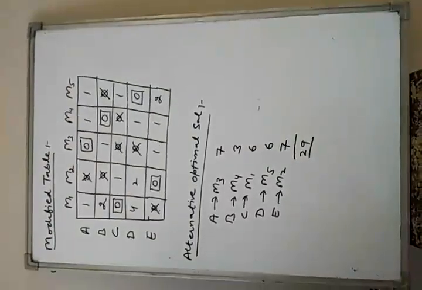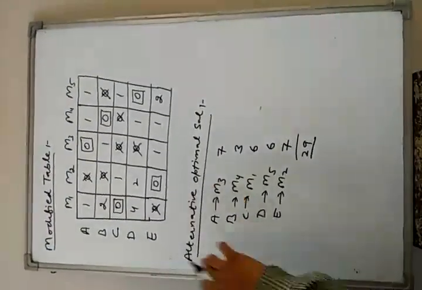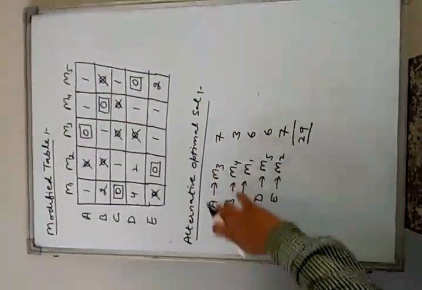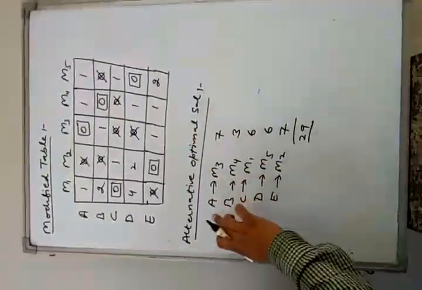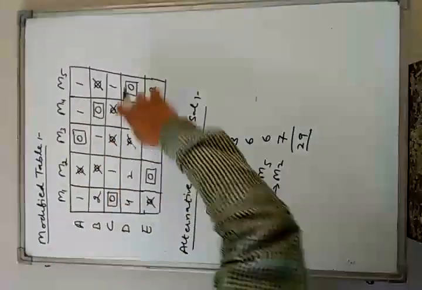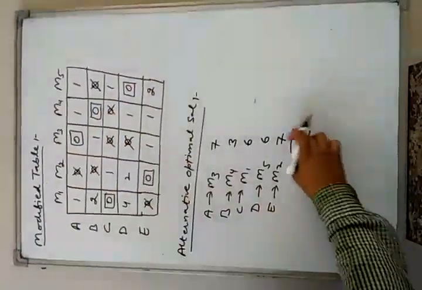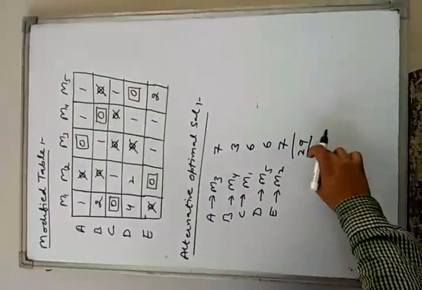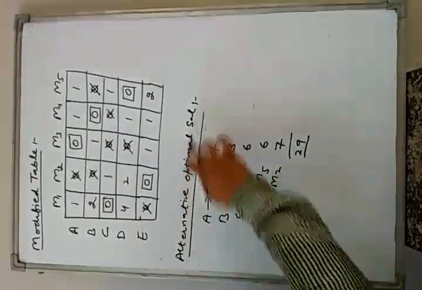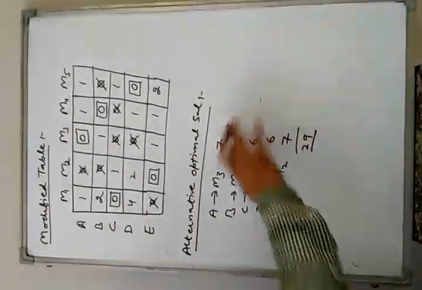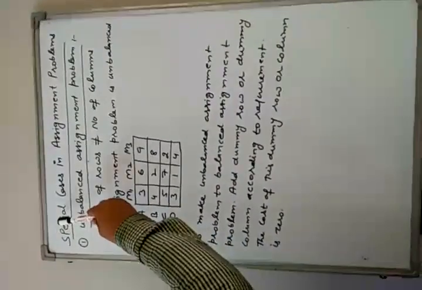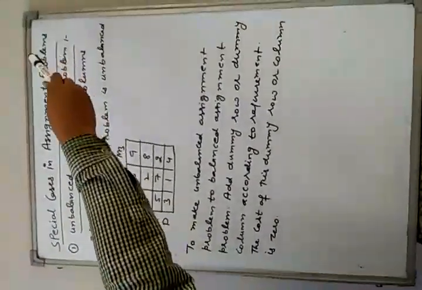As in the first optimal solution, we assigned A to M2. In the alternative optimal solution, we assign A to M3. That is, the set of allocations is different, but the optimal value of the objective function is the same, that is 29. Therefore, this is how we calculate the alternative optimal solution. Now, I am going to discuss special cases in assignment problems.